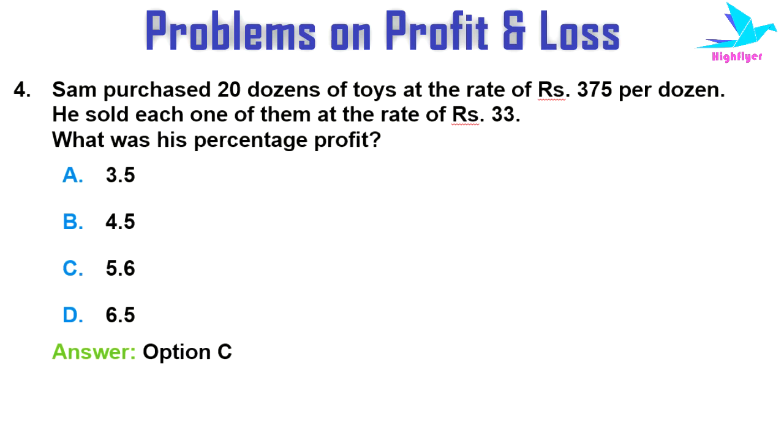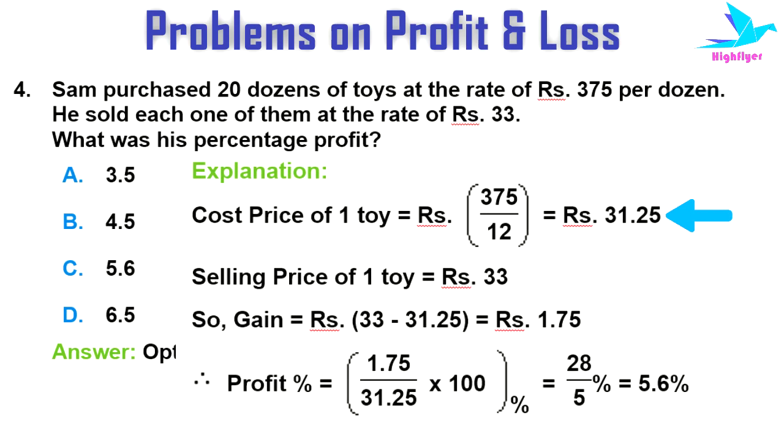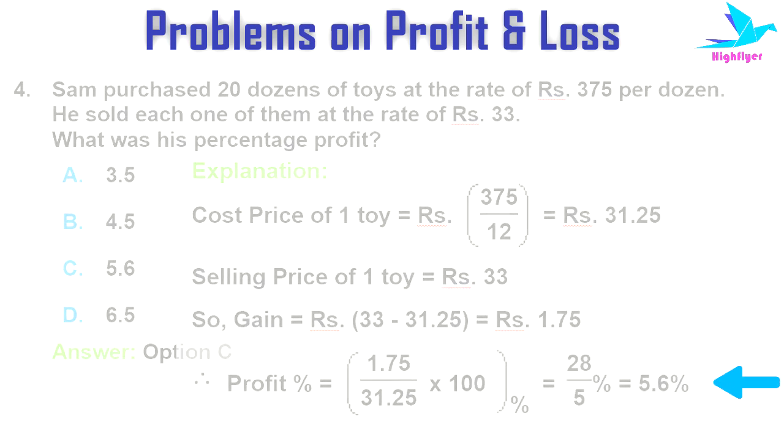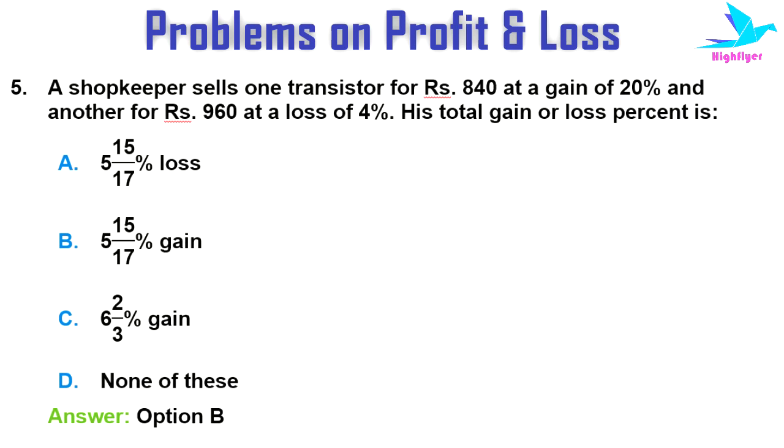Let's see how. Cost price of one toy equals rupees 375 by 12, that is equal to rupees 31.25. Now it's given that the selling price of one toy is rupees 33. So gain will be rupees 33 minus 31.25, that is equal to rupees 1.75. So profit percentage will be 1.75 by 31.25 into 100, that is equal to 28 by 5% or 5.6%.